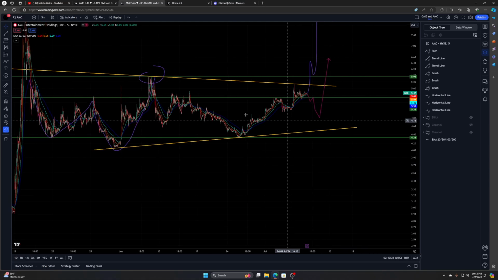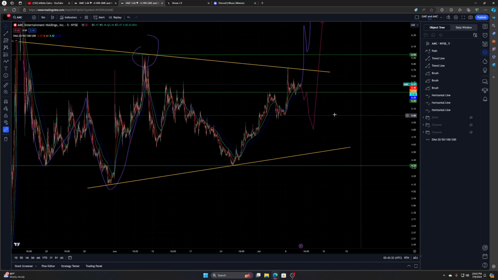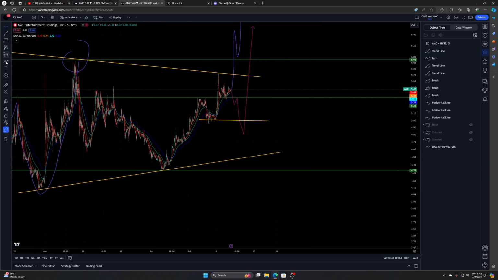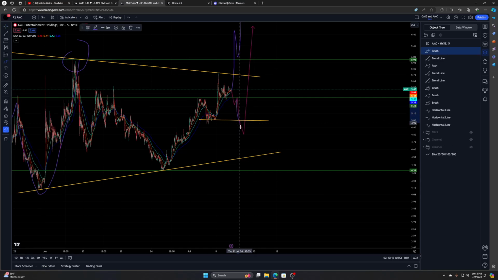But we identified this local support at $5. So literally, what could happen is you have this $5 zone here, and you just break down. You break down in a spring. So this would be a spring. You break down below the $5 and then you moon.